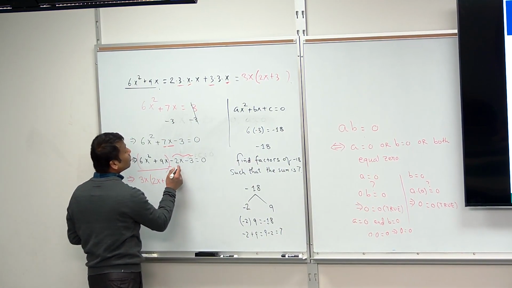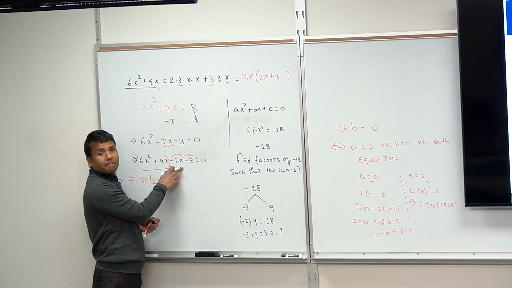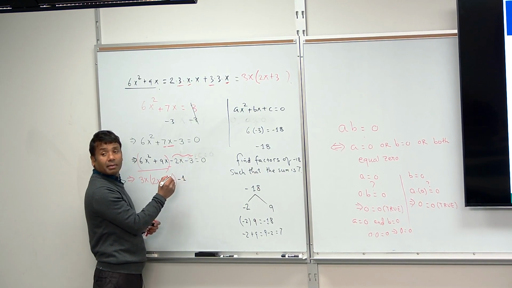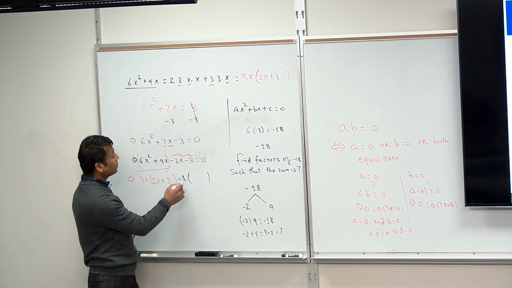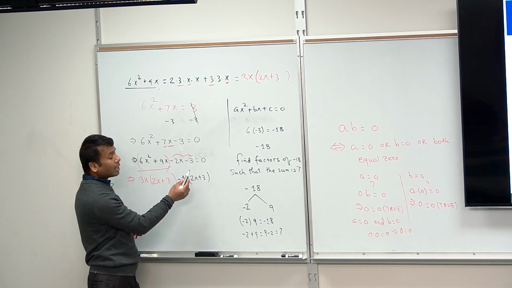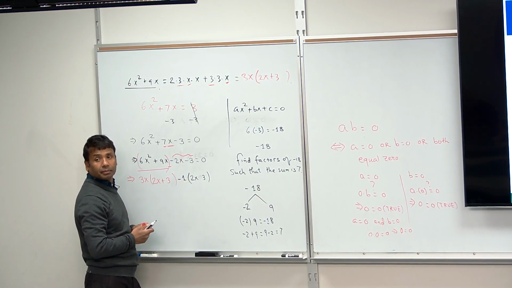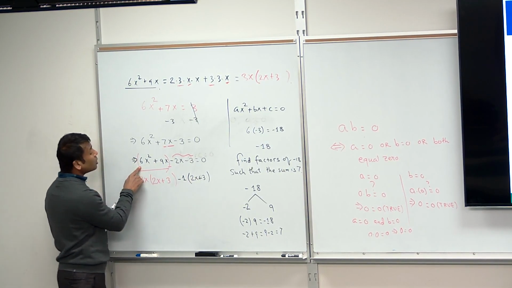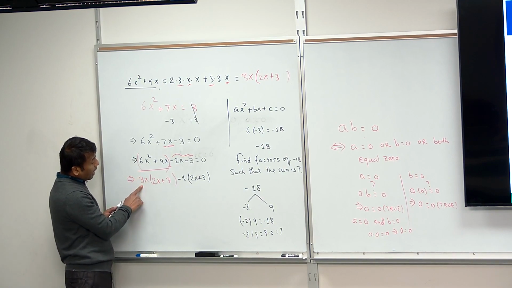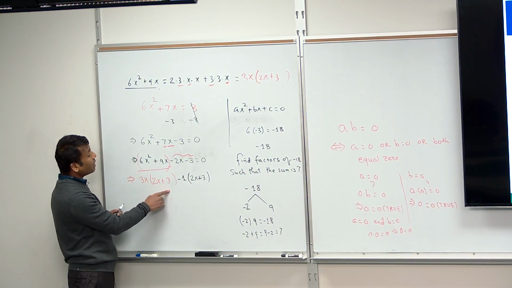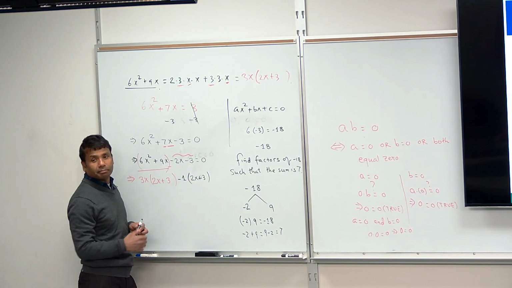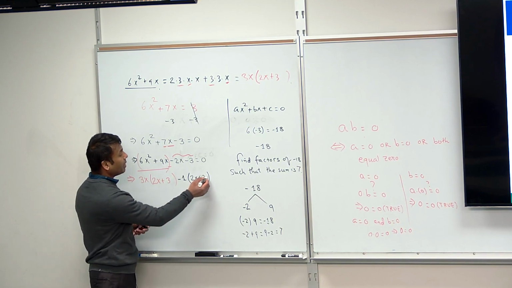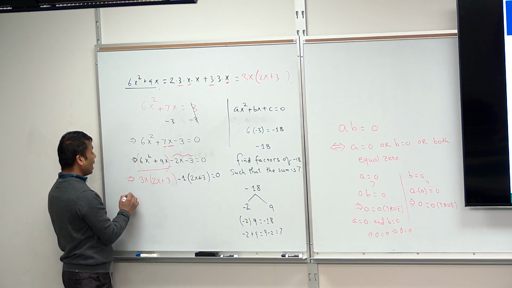Now from the last two terms, what can you factor out? Negative 1. So what will be inside the parenthesis? 2x, and the sign is plus. Now this must be equal to the original. Check: 3x times 2x is 6x squared, 3x times 3 is 9x, negative 1 times 2x is negative 2x, and negative 1 times positive 3 is negative 3. They are equal to 0.